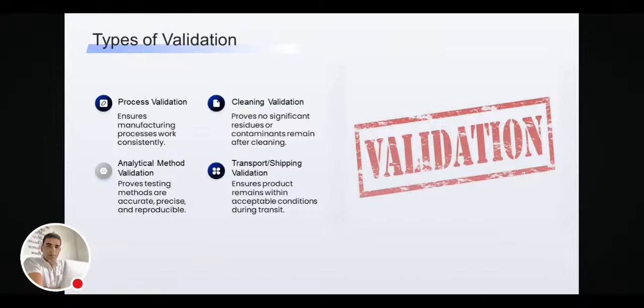ensures that manufacturing processes like mixing, granulation, filling work consistently. Cleaning validation proves that after cleaning, no significant residues or contaminants remain. Analytical method validation proves that testing methods are accurate, precise, reproducible. Transport, shipping validation ensures product remains within acceptable conditions, e.g., temperature, during transit.